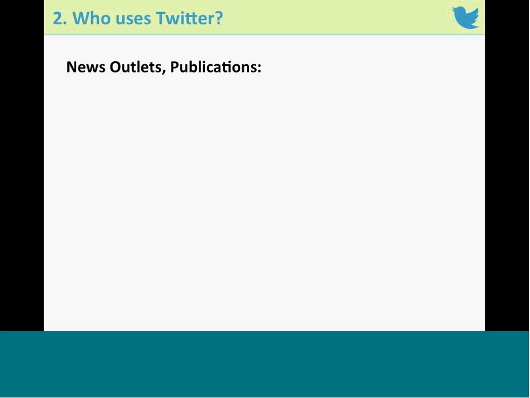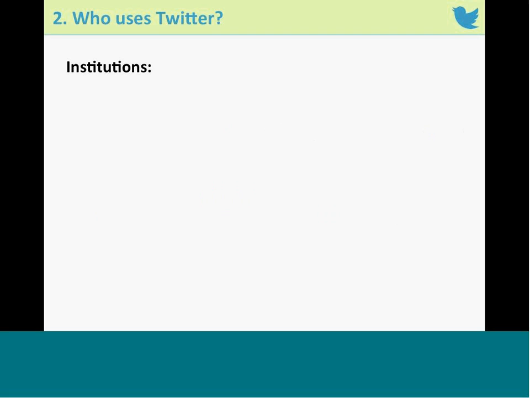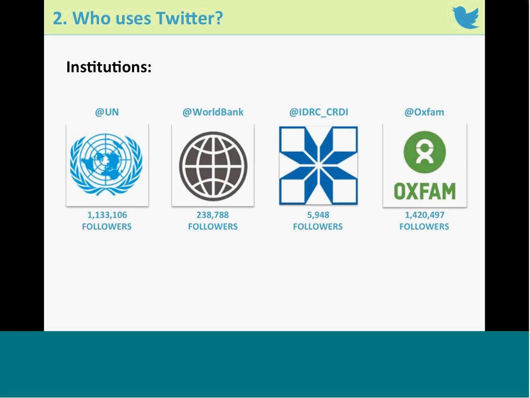Next, there are news outlets and publications that have Twitter feeds. Here are a few examples. We've already seen The Economist, there's Jeune Afrique, The Times of India, Al Jazeera English. All of these are news outlets from around the world that have Twitter feeds and have many followers. And then there are institutions and NGOs. For example, the United Nations, the World Bank, IDRC, and Oxfam also have Twitter accounts.